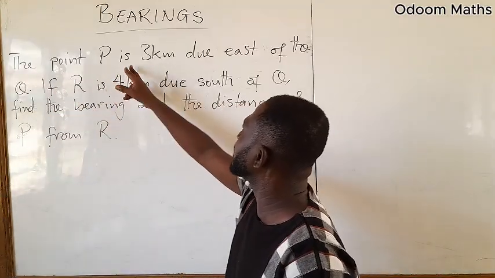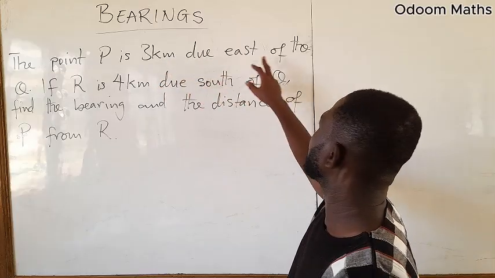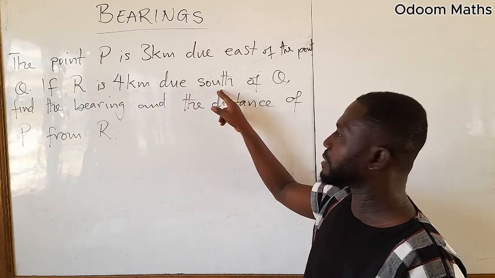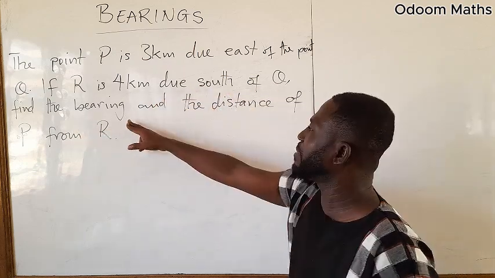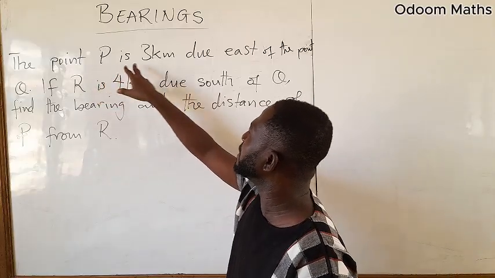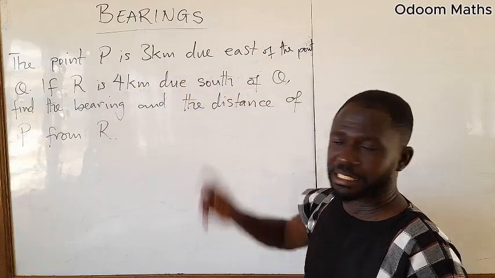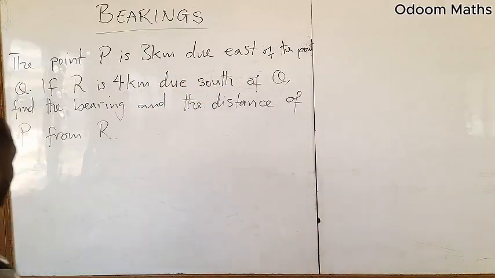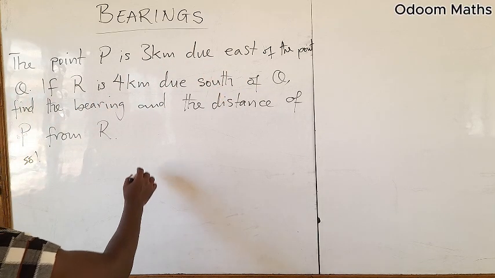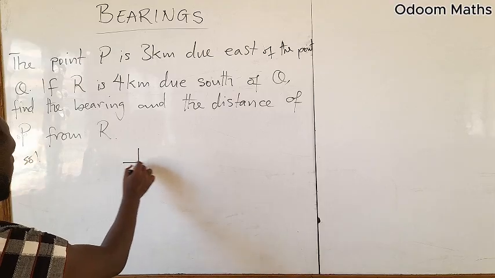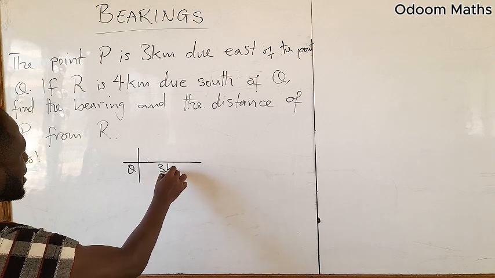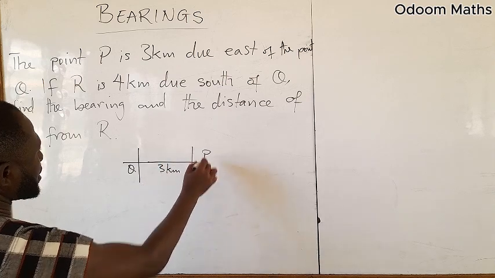The point P is 3 kilometers due east of the point Q. If R is 4 kilometers due south of Q, find the bearing and distance of P from R. Now let's draw the diagram. The point P is 3 kilometers due east of the point Q. So this is the point Q, and this is 3 kilometers, and here we go to P.